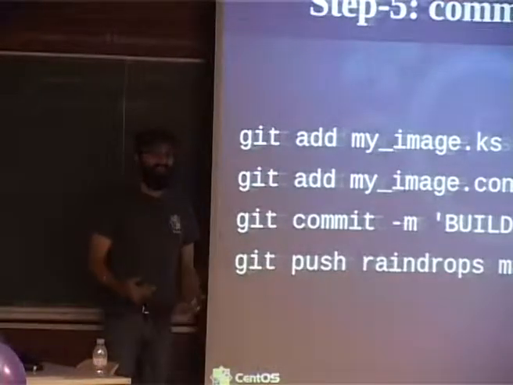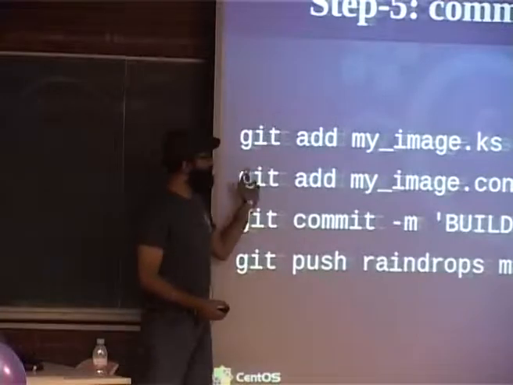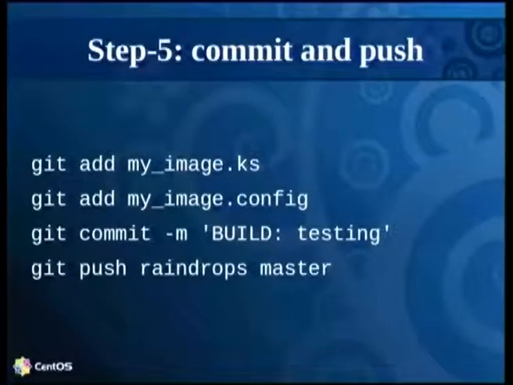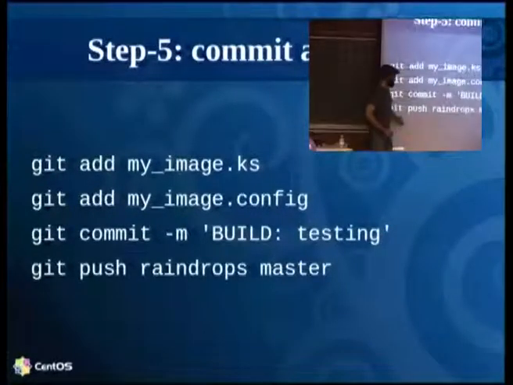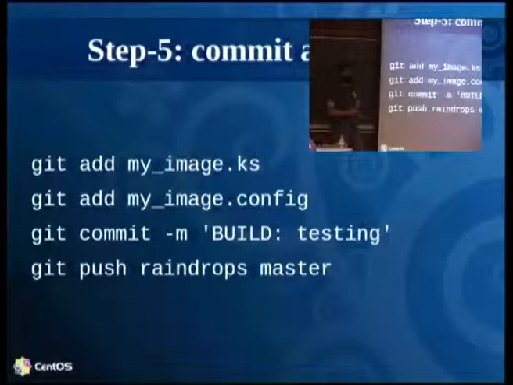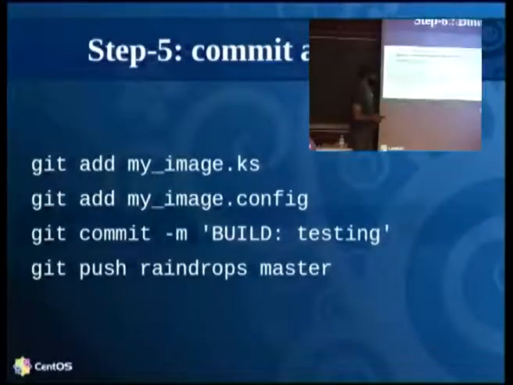So if you were using the Git interface, this is what you would do. You would do git add my image.ks. You would git add your config file. You'd git commit with build: space, whatever you want. And you do a git push. And that's it. And that would trigger the build. It would process the config file, get the kickstart into place. It'll trigger the image and do whatever you told it to do. This is literally all you need to do to get your image out.